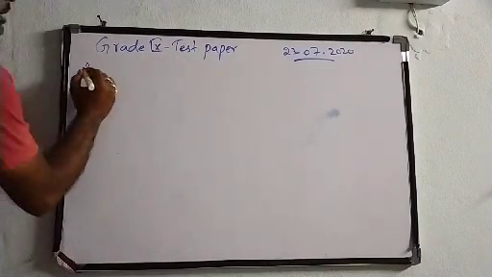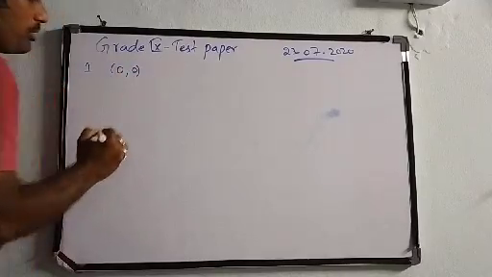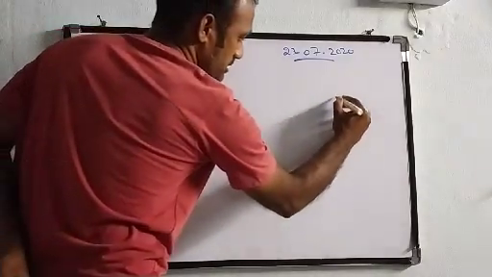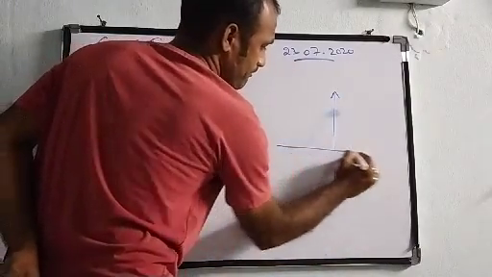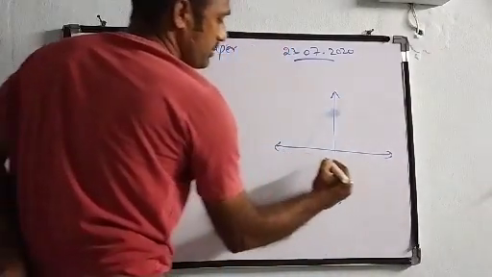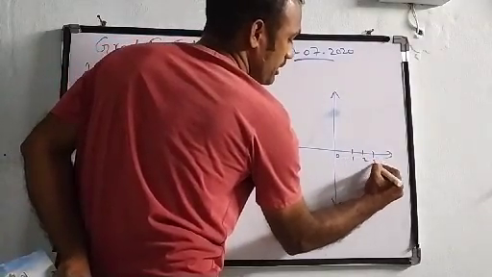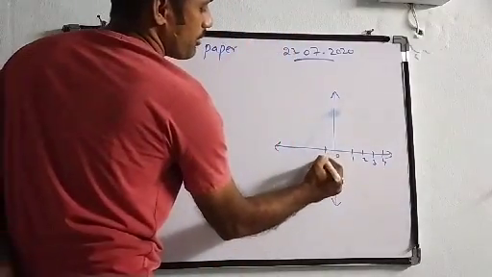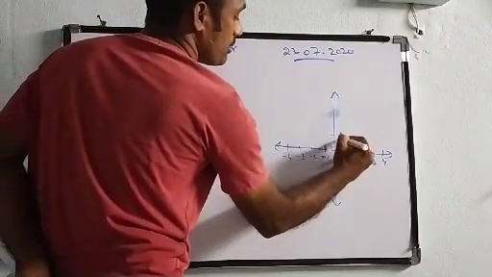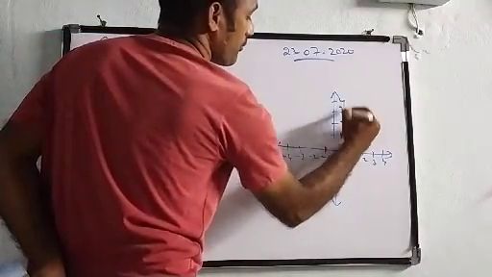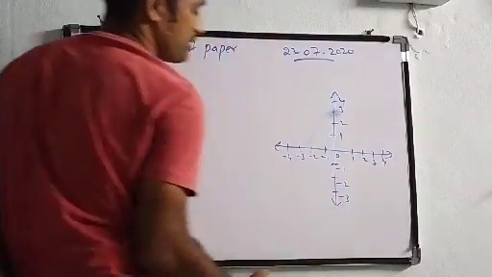First question is the coordinate of origin. So the coordinate of origin is 0, 0. Why? Because in the coordinate axis, let me draw the coordinate axis here. So here is 0, 1, 2, 3, 4. Here it will be -1, -2, -3, -4. 1, 2, 3 and 4. Here it will be -1, -2, -3.